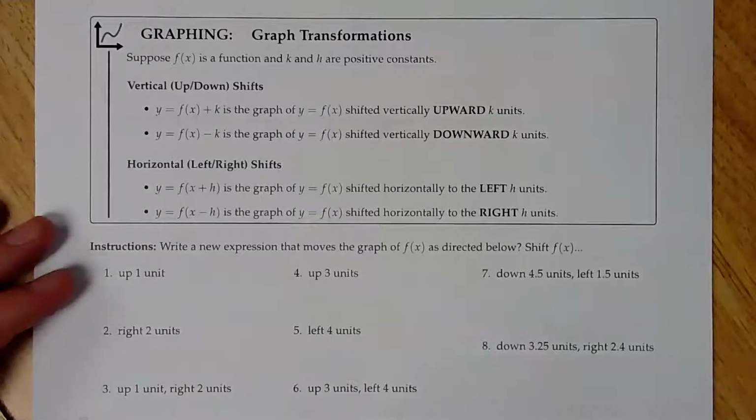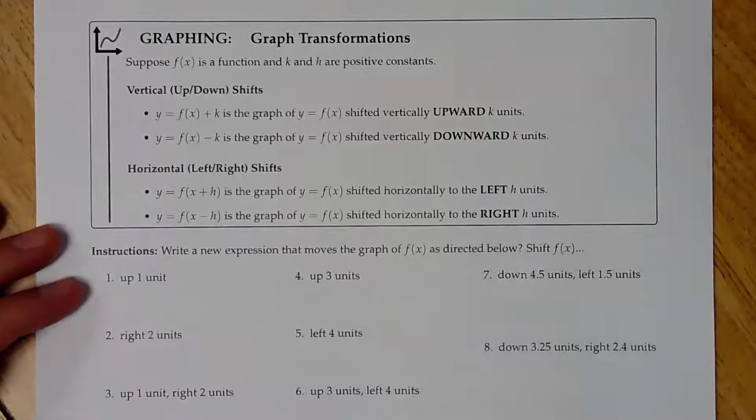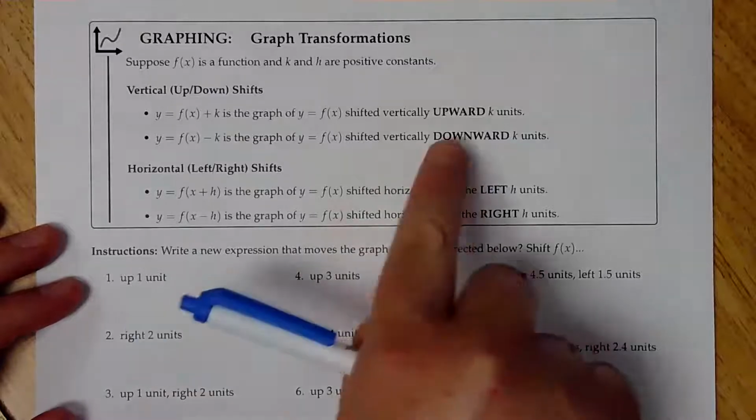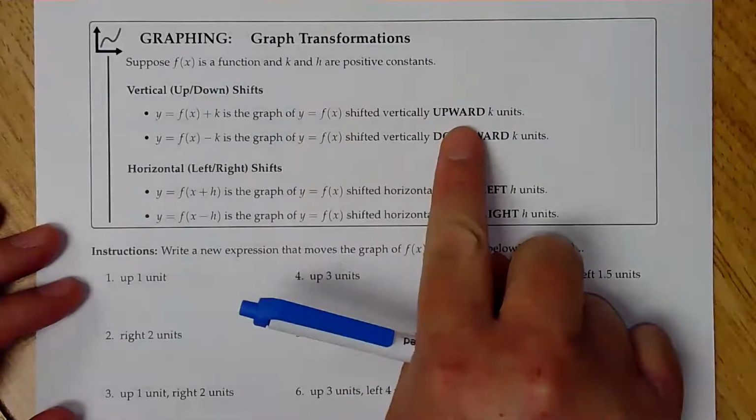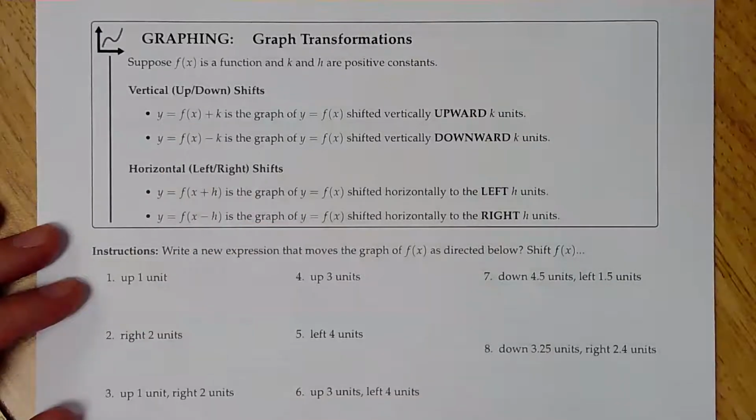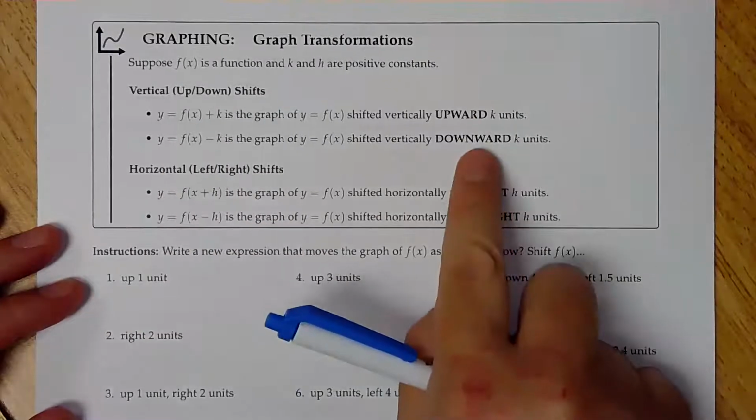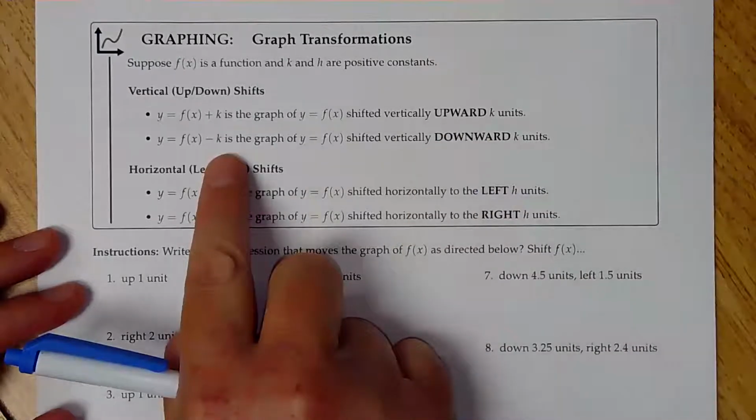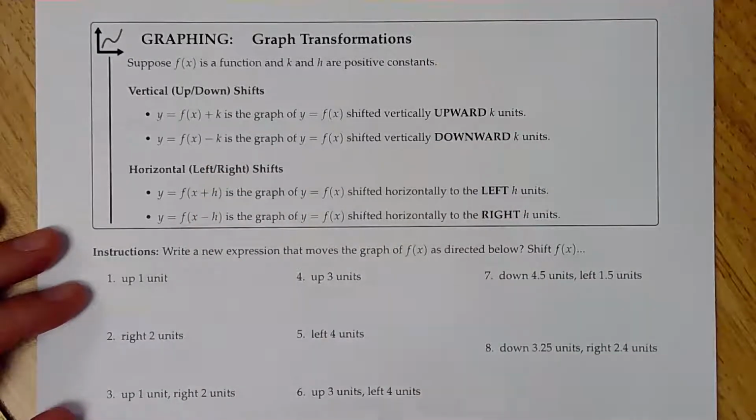Okay, so at the top of this page, I've summarized everything that we've done so far. If I want my function to go up k units, I have the quantity f of x, and then I'll add k to the end of it. If I want it to go down k units, then I'll subtract k from my f of x.